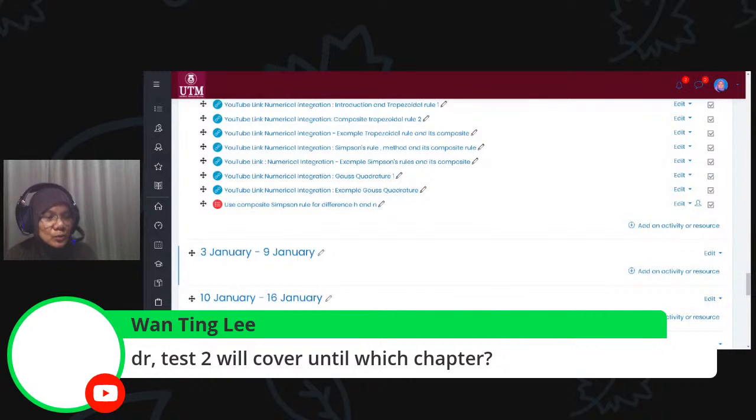For the next class, we are going to learn 3/8 Simpson's rule and Gauss quadrature, and then we go to chapter 7, which is about eigenvalues and eigenvectors. We are going to learn the Gauss-Green theorem and so on. Very simple. The important thing is how you do the exercise, especially at the Padlet.